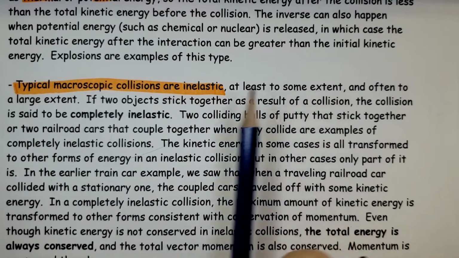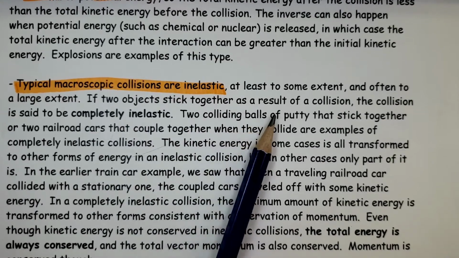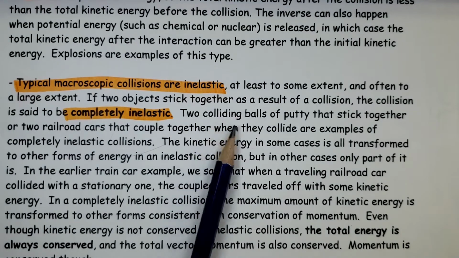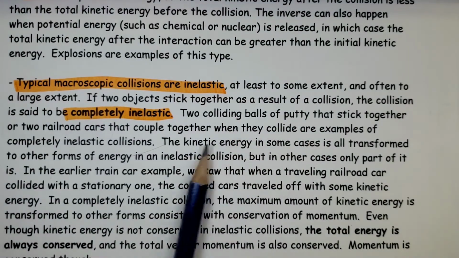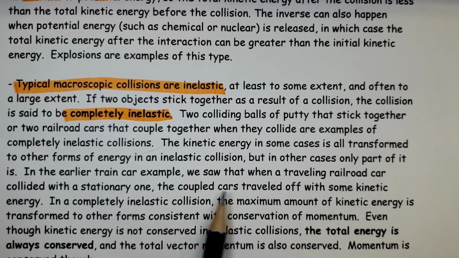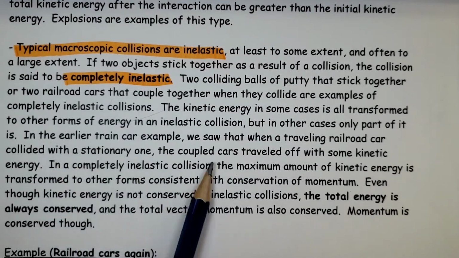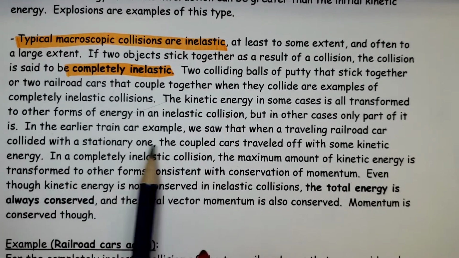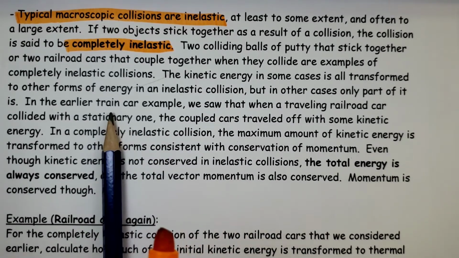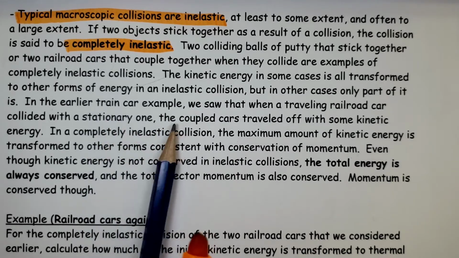But if we look at what usually happens in real life, if two objects stick together as a result of a collision, we would say that it's perfectly inelastic. Two colliding balls of putty that stick together, or two railroad cars that couple together, are examples of completely inelastic collisions. The kinetic energy in some cases is all transformed into other forms of energy, but in some cases only part of it is. We looked at an earlier example a few videos ago dealing with two train cars coming together and sticking together. We're going to look at that again.